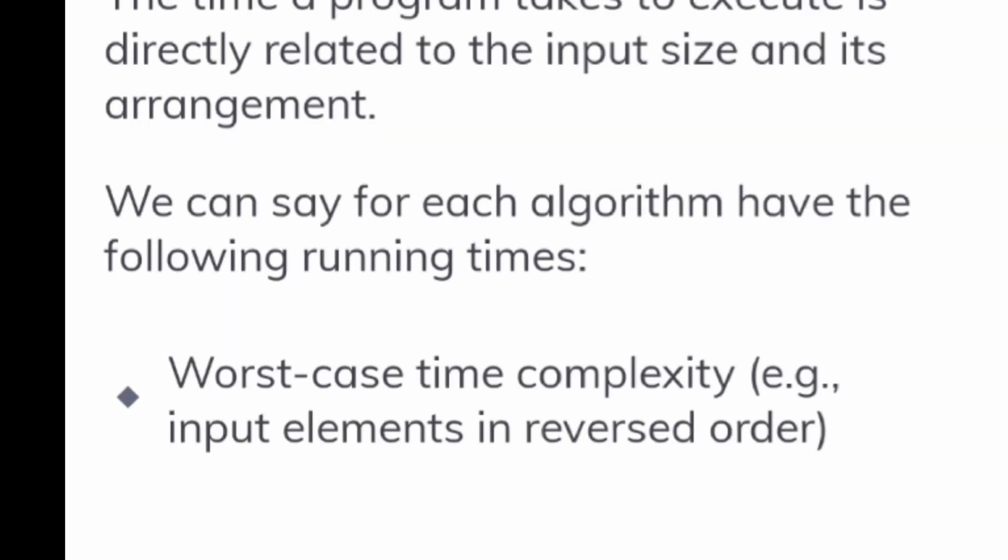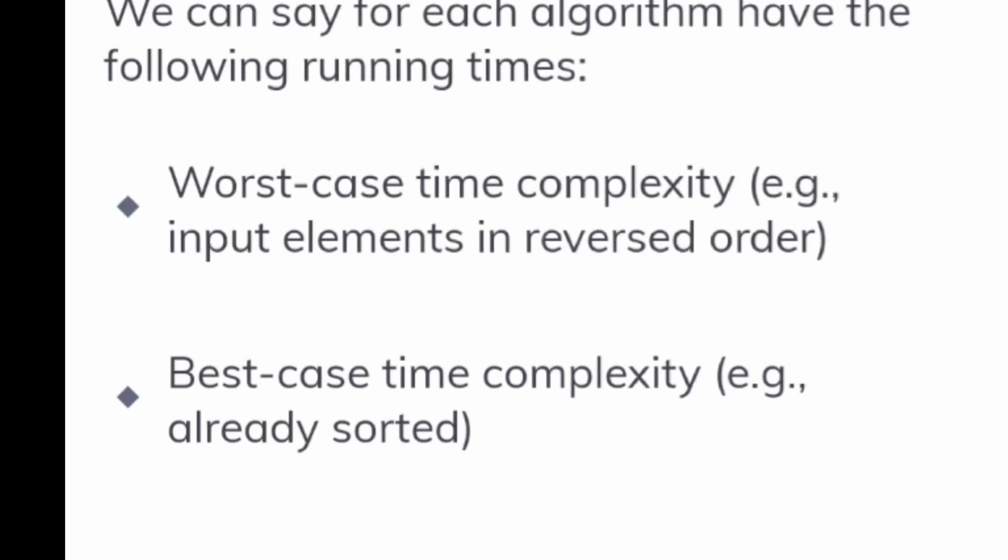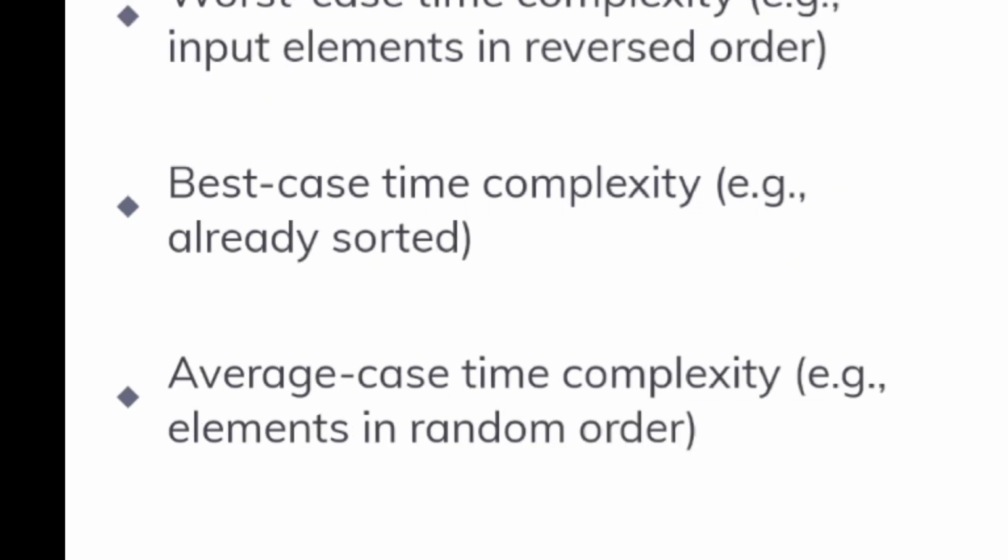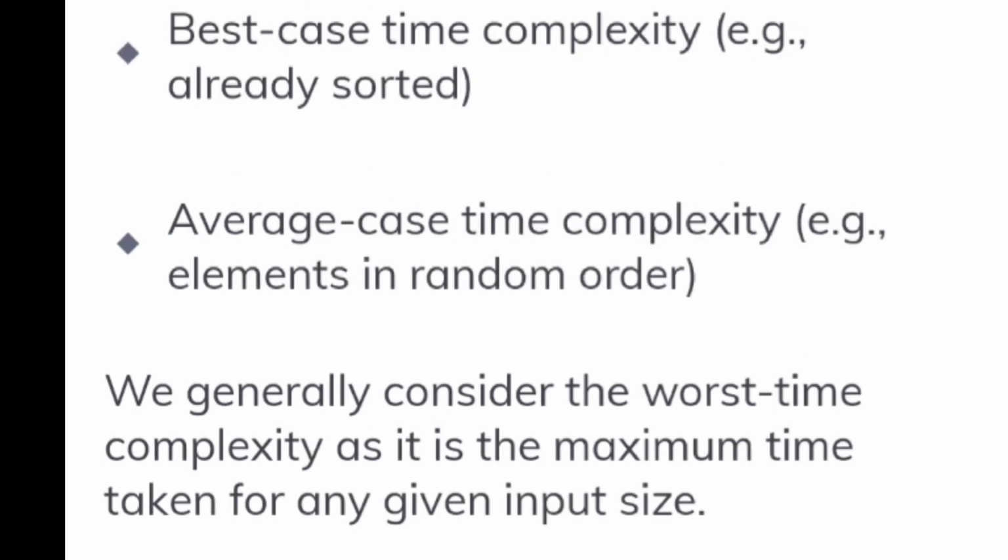Worst case time complexity. Example, input elements in reversed order. Best case time complexity. Example, already sorted. Average case time complexity. Example, elements in a random order. We generally consider the worst time complexity as it is the maximum time taken for any given input size.